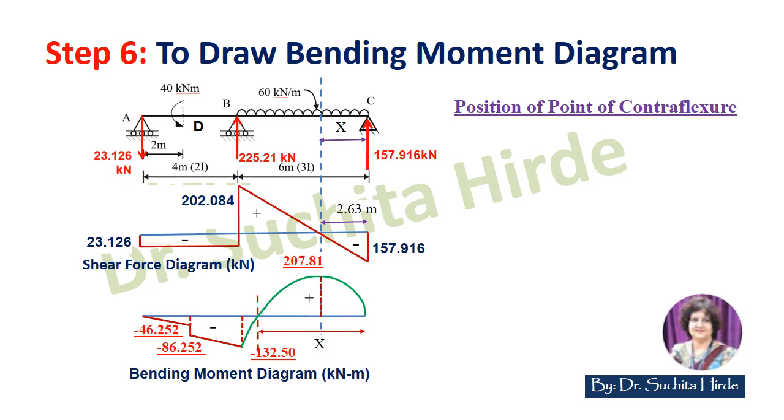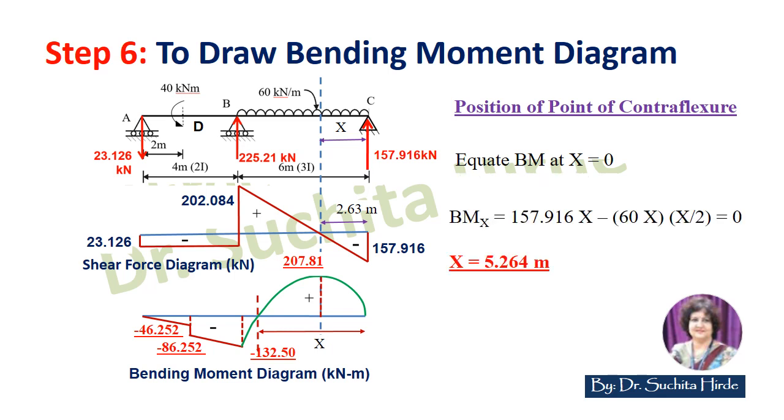So it is convenient to write the equation from right side. Let us write the equation to calculate position of point of contraflexure. So equate bending moment at X equal to 0. Bending moment at X from right side is RC into X minus load, which is 60 into X by 2, equal to 0. Therefore, we will get X equal to 5.264 meter from C. So here I have shown the point of contraflexure, which is at 5.264 meter from C.